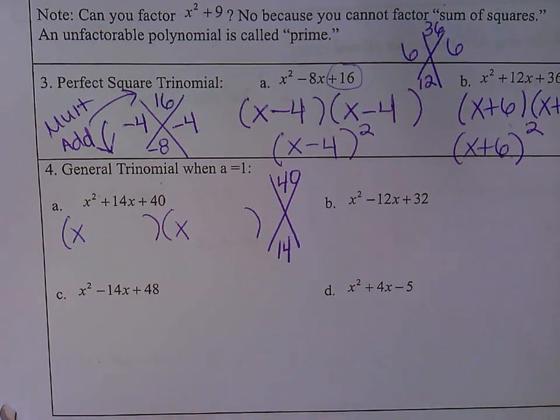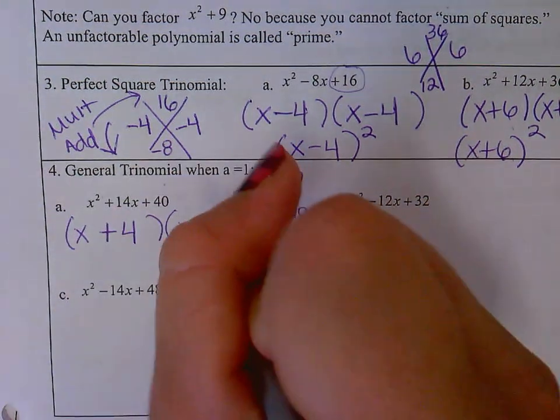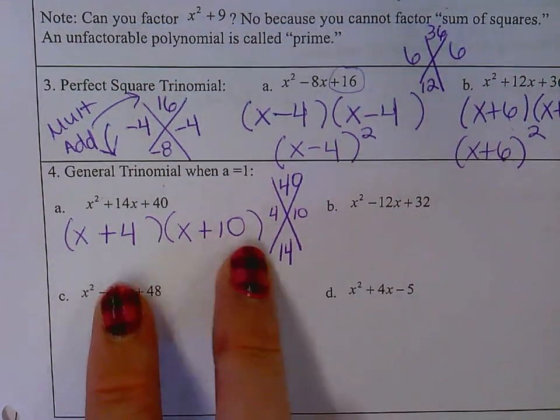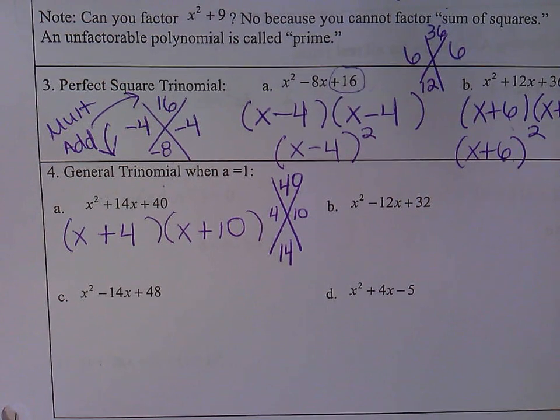So you'd write your answer. We want 4 and 10, x plus 4, x plus 10. Either order is fine. You could put the 10 first. Could you try B, C, and D and see if we can check those answers before we go to lunch, so that we can work on the box method after lunch?